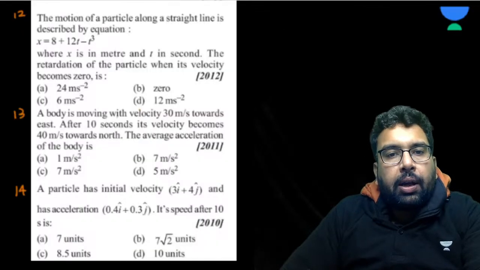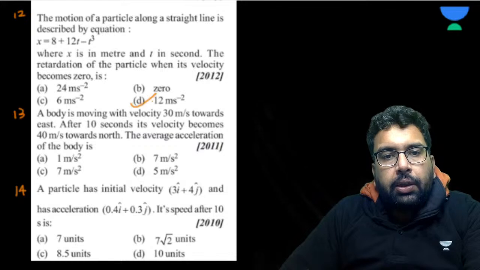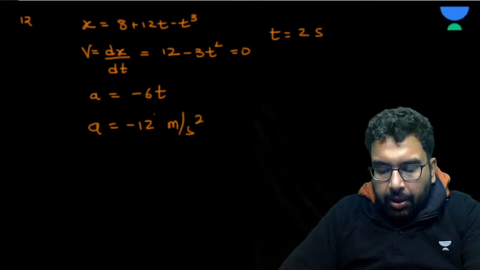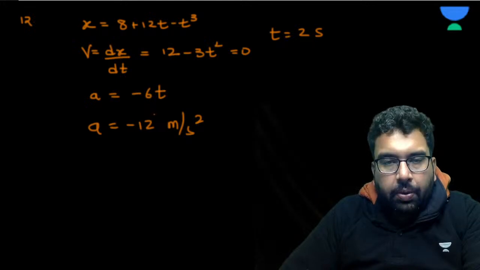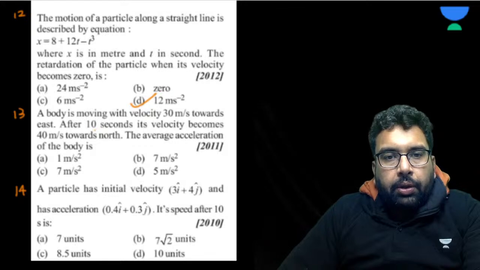Right. So what shall be the answer? They are asking you retardation, so you don't have to use the minus sign. You can simply answer that the retardation is 12 meter per second square. I hope it is fine to everyone. Right. Now let's move to the next question.